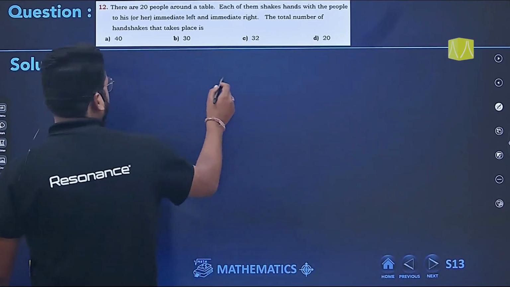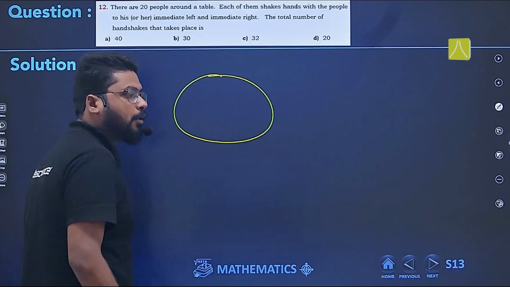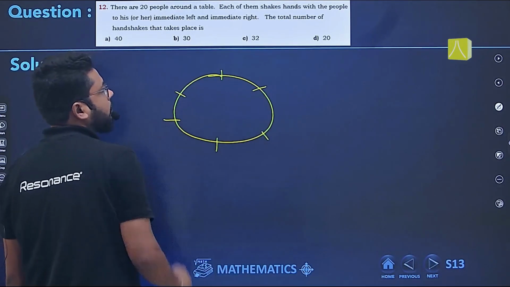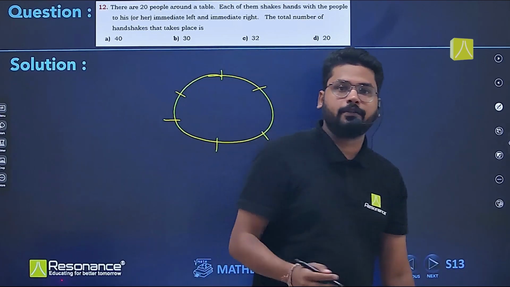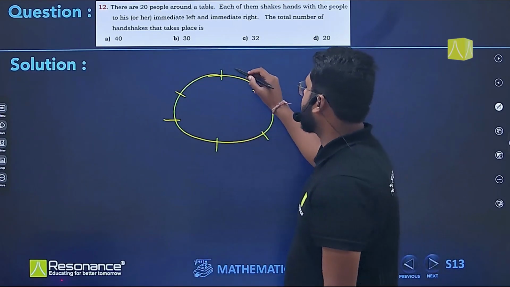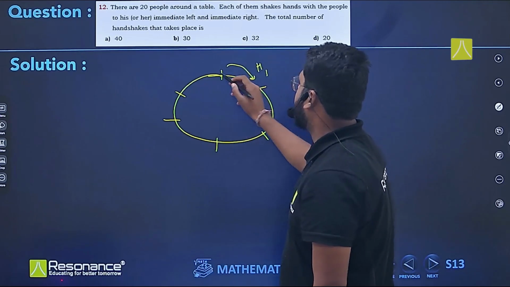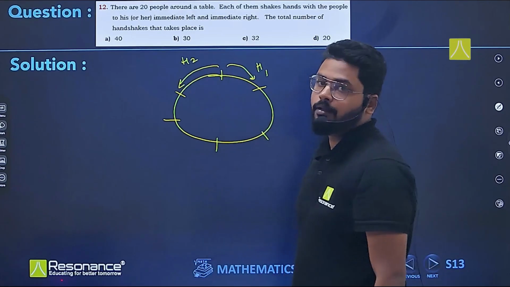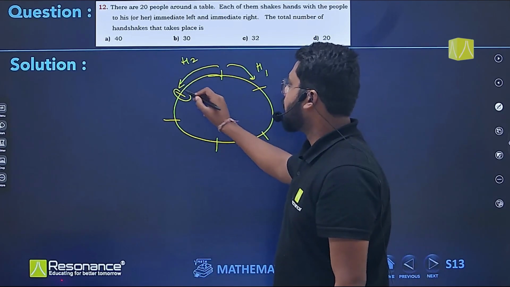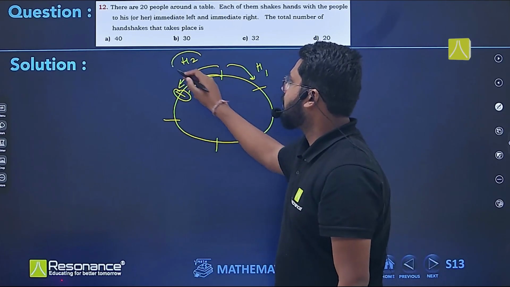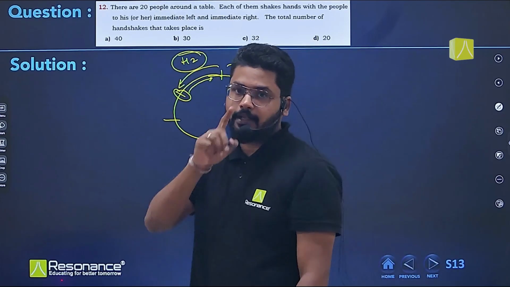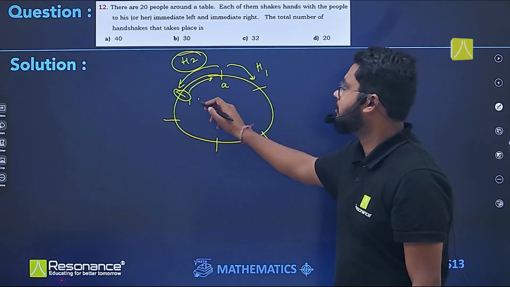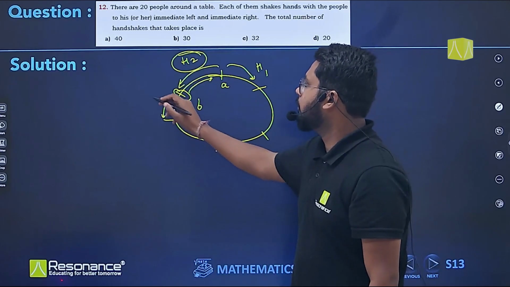There are 20 people, but I will take the example of 6 people only: 1, 2, 3, 4, 5, 6. They have to shake hands with their immediate left and immediate right. Suppose this one shakes hands, this is H1, and again his handshake to the immediate left is H2. But this guy is also shaking hands with this one, so it will count as a single handshake, not two. So this is A and this is B. Now B will shake hands with C, so this will be H3.